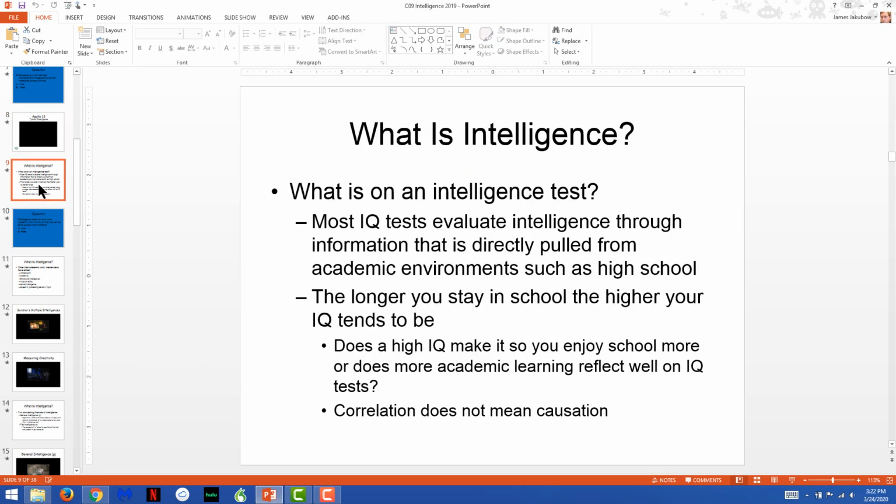Now, what would actually be on an intelligence test? Well, actually, an intelligence test tends to have very common types of material on it. In fact, so common that you may not even realize it. Most intelligence tests, the most popular ones, tend to have material that is pulled directly off of academic environments such as high school. And in fact, most of the popular IQ tests are really nothing more than a 3-hour summary of everything you learned in high school.